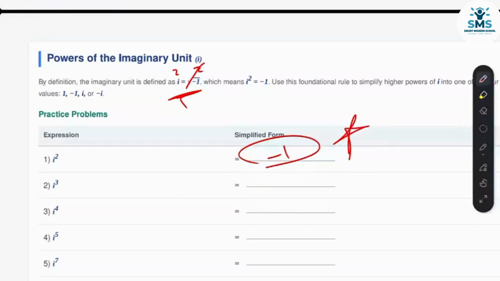Okay. Trying to use some blue in here to simplify i to the third. I want you to remember the exponent properties: you can break this power 3 into two powers, 2 and 1. While multiplying the same identical base, you can add your powers, 2 and 1 is 3. And i squared is -1, times i will be in the end -i.